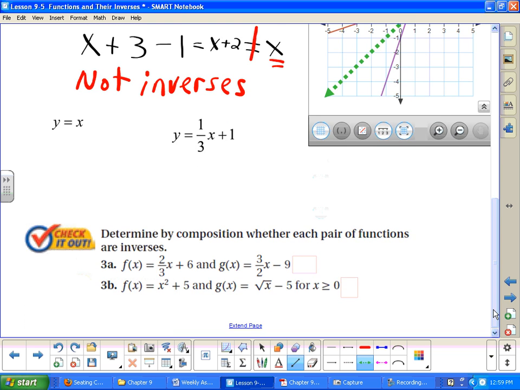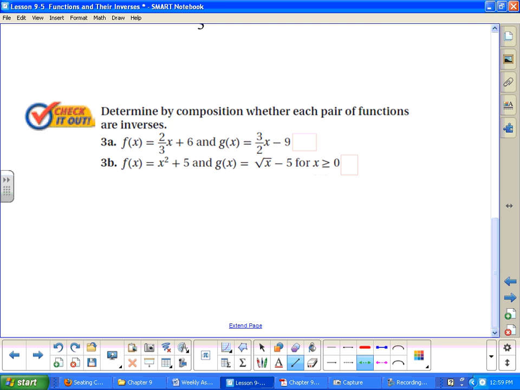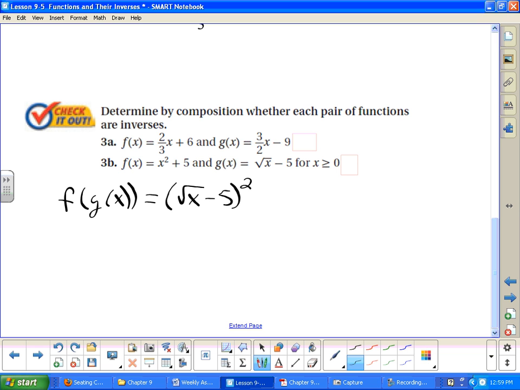All right, so let's look at another one. All right, let's look at letter B here. We'll do it together. Use the radical. So f of g of x, square root of x minus 5 squared plus 5. Okay, we put this whole thing in here for x.